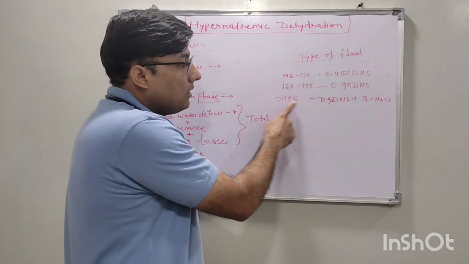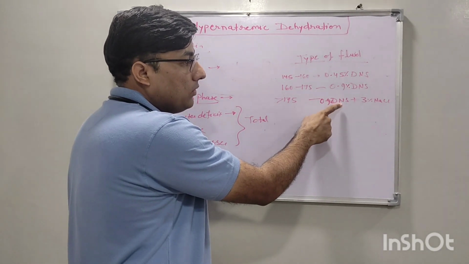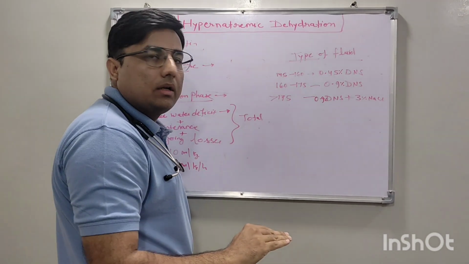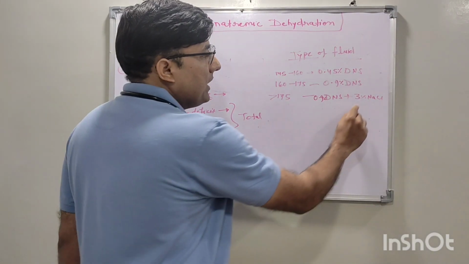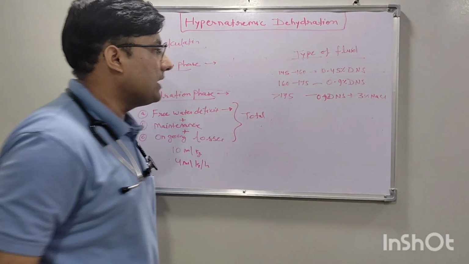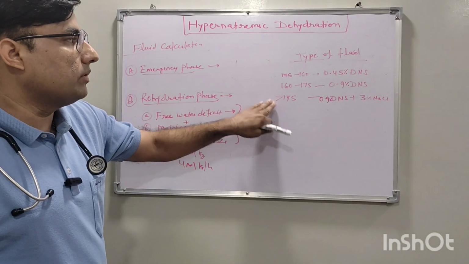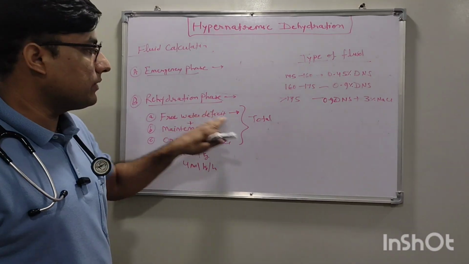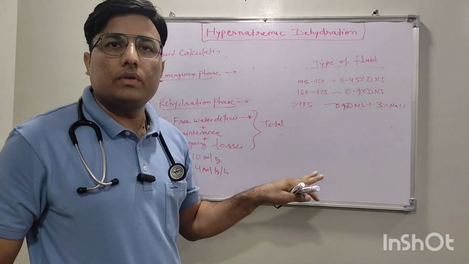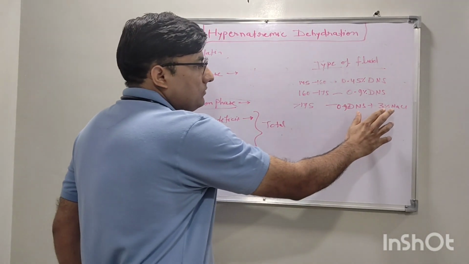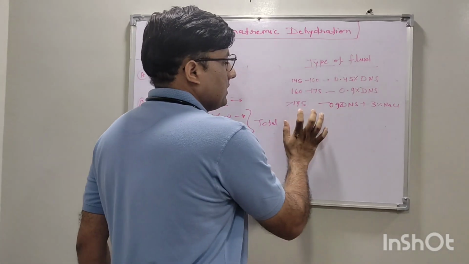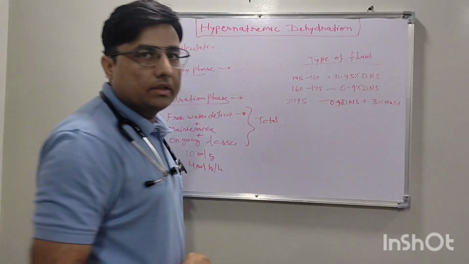Sodium level this much, so DNS also will be hypotonic. If you give only 0.9% DNS, then sodium will come down rapidly. That we don't want. That's why we have to add 3% NaCl in that 0.9% DNS. So this is the type of fluid we should start. First we calculated what total fluid we should give over 24 hours, then what type of fluid we should give. Now we will discuss how much 3% NaCl we should add if it is severe hypernatremia.